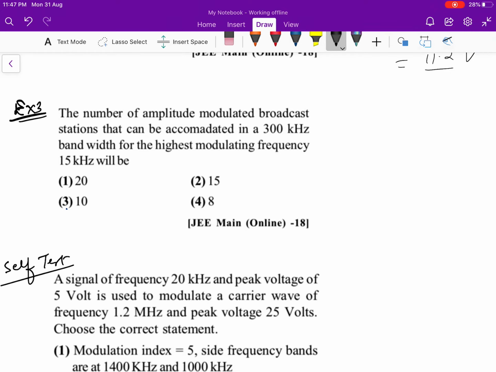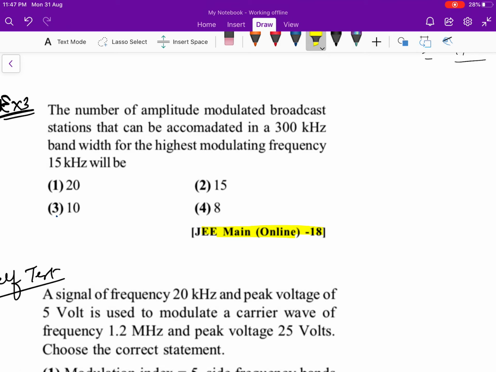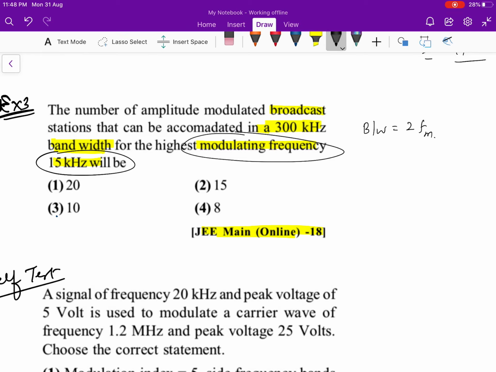Now this is a very interesting question from JEE Main Online 2018. Just read it. Number of amplitude modulated broadcast stations that can be accommodated in a 300 kilohertz bandwidth for the highest modulating frequency 15 kilohertz. Whenever you are given highest modulating frequency, just remember the bandwidth of a channel is twice of this Fm max. You can say the maximum frequency of the message or modulating frequency, that is 2 into 15, that is 30 kilohertz. So each channel requires 30 kilohertz.